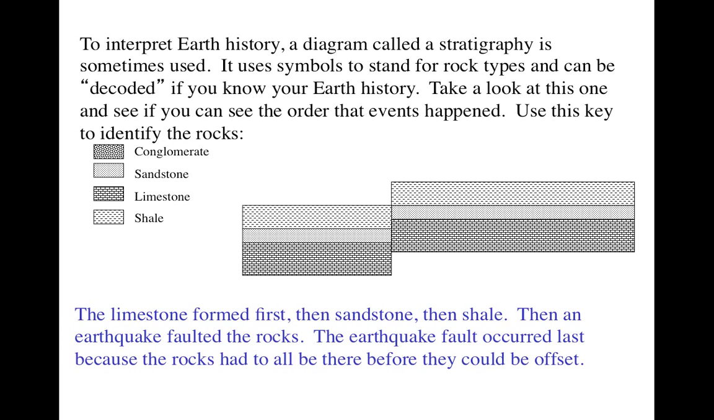So, just to check, the limestone formed first, then the sandstone, then the shell, then an earthquake faulted the rocks. The earthquake fault occurred last because the rocks had to all be there before they could be offset.